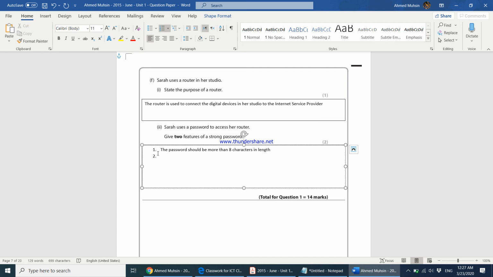Then we can also go on to say the password should consist of uppercase and lowercase characters. You can also go on to say it should consist of special characters, it should consist of numbers. It should not be an easily guessable word. Another one you can say is the password should be regularly changed. So these are features of a strong password.